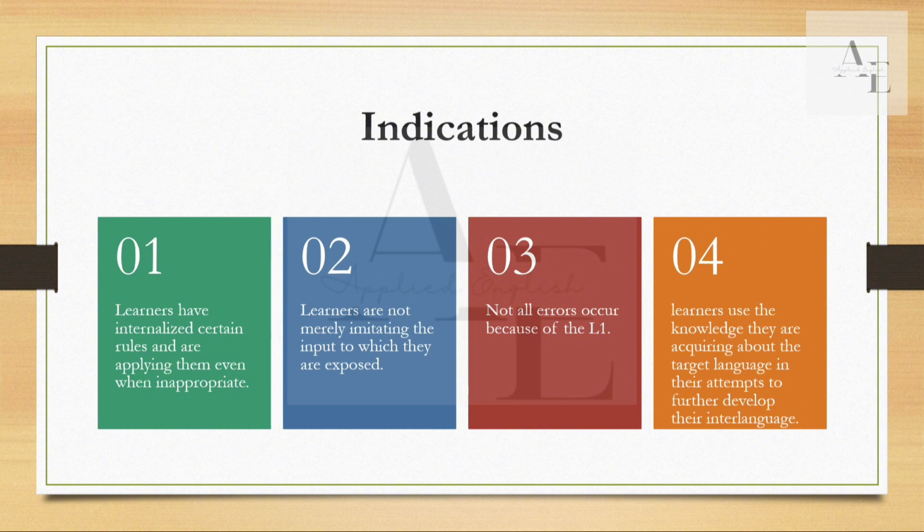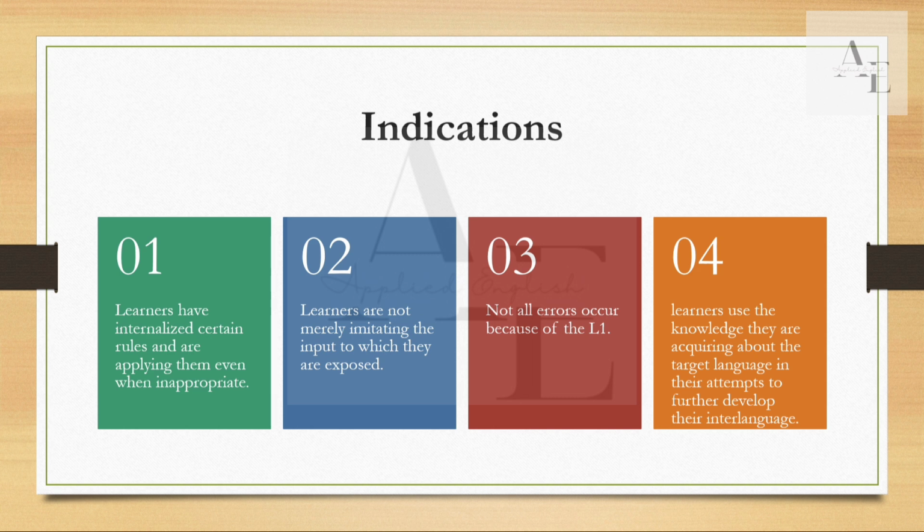Also, learners are not merely imitating the input to which they are exposed. Like we said before, behaviorists say that learners just imitate the input that they are exposed to. But overgeneralization says the opposite, because forms like "eated" are, of course, most likely not in the input or in the environment, but coming up with these forms indicates that learners do not just imitate. Also, not all errors occur because of the L1 or interference. We said before that interference is not the only source of error, and overgeneralization supports that.